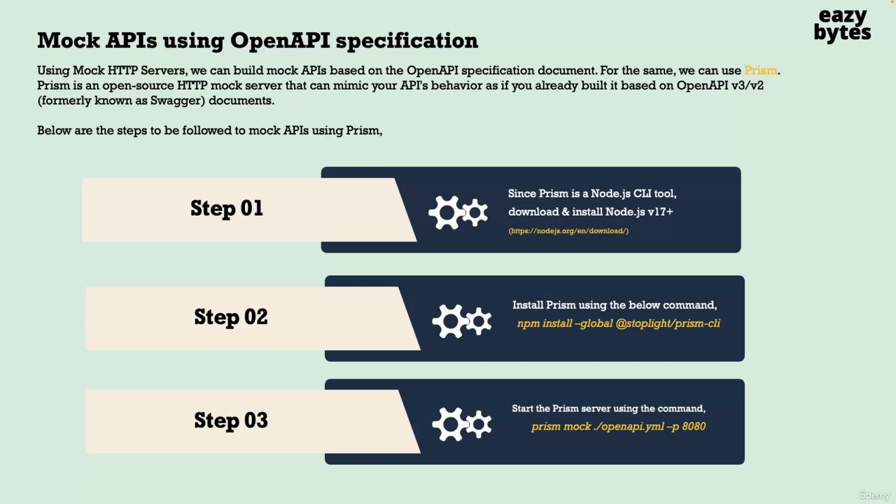So in order to mock our APIs, we need to follow the 3 steps like I was showing on the screen. The very first step is you need to download Node.js and install it inside your system. And I have also given the URL from where you can download Node.js.